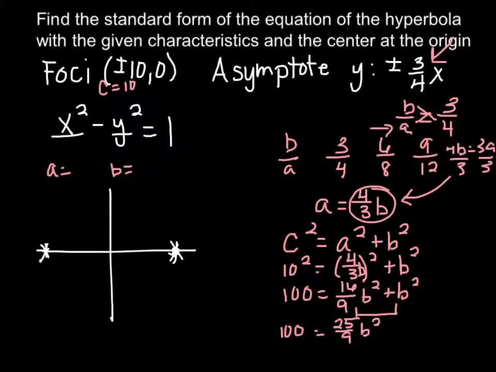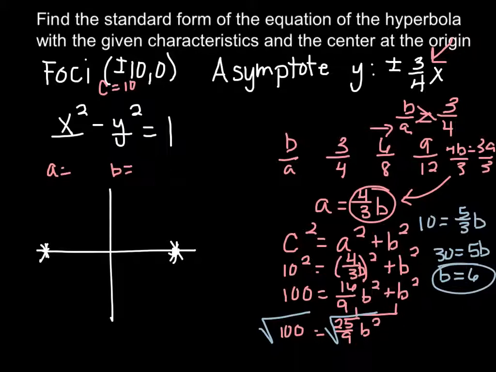Well, now because I have one term on each side, I can take the square root of both, and then I would get 10 equals 5/3 b. 30 equals 5b. Therefore, I can say b equals 6. So now I know b equals 6, and I also know that c equals 10. The last thing I have to do is find a.